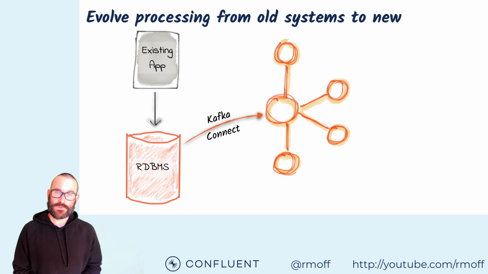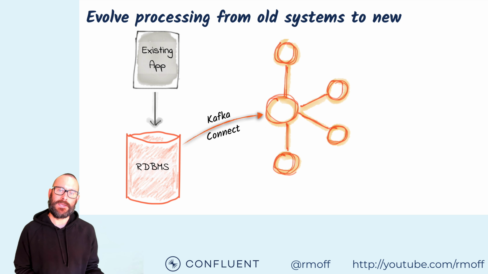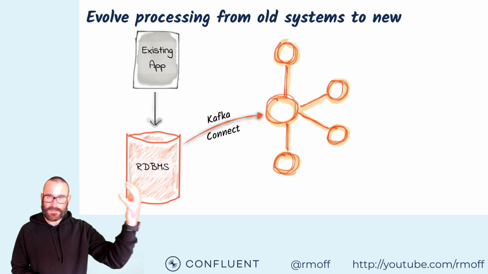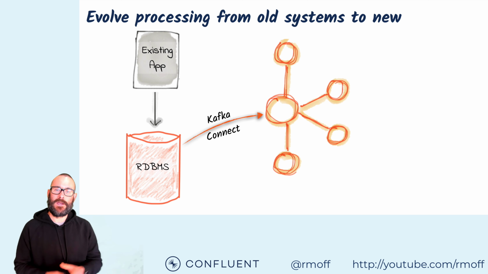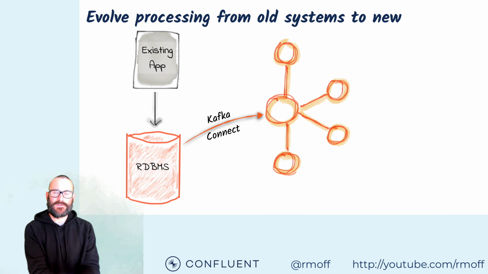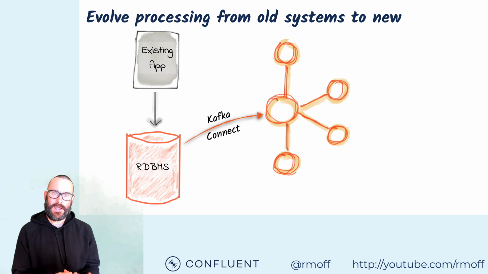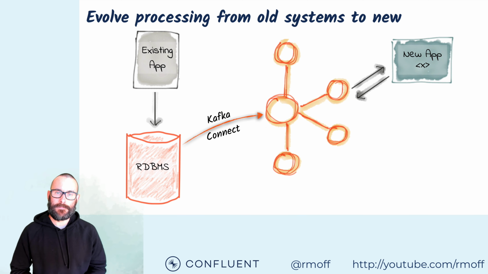Another pattern in which we see Kafka Connect being used is helping us evolve existing applications towards newer ways of doing them. So a lot of the time our existing applications are built with databases holding the state. So it's an existing in-house application or a third-party application, and whatever it does, it probably ends up writing stuff to a database. When it writes to a database, those are events, and we can capture those events and we can use them to drive new applications.